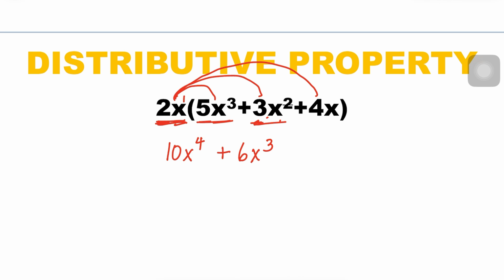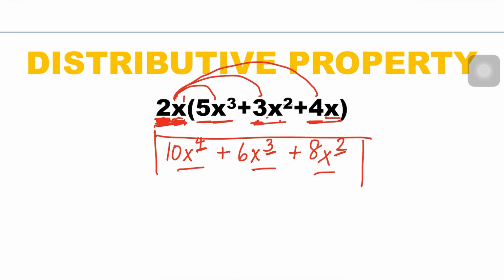Plus 2x times 4x. So 2 times 4, 8. X times x, x squared. Can we combine them? No, because they are raised to different powers. So we cannot combine them. So this is your final answer.